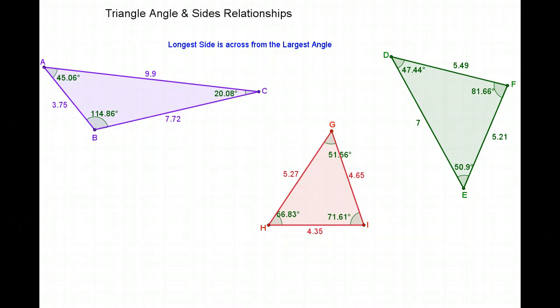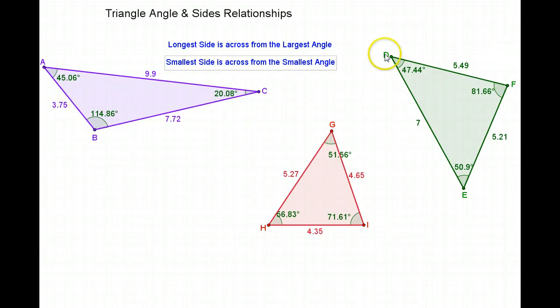Is the smallest side across from the smallest angle? Well, let's take a look at our examples. As we can see here, in triangle ABC, angle C is the smallest angle, and if we look directly across from it, we can see that the smallest side is across from the smallest angle.